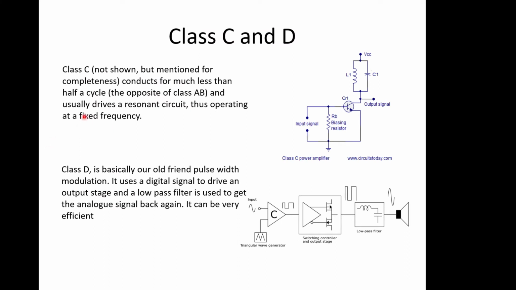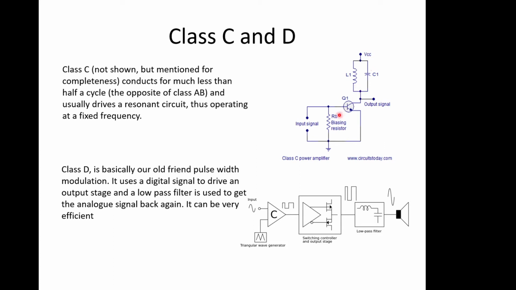So Class C, just mentioned for completeness here, actually conducts for much less than half a cycle, which is sort of the opposite of Class AB. And it's usually driven at a resonance, drives a resonance circuit. So here, if you see in the collector of this amplifier, we've got a resonance circuit, an L and a C, and that will just bounce quite happily. And that's tuned to operate at a certain frequency.